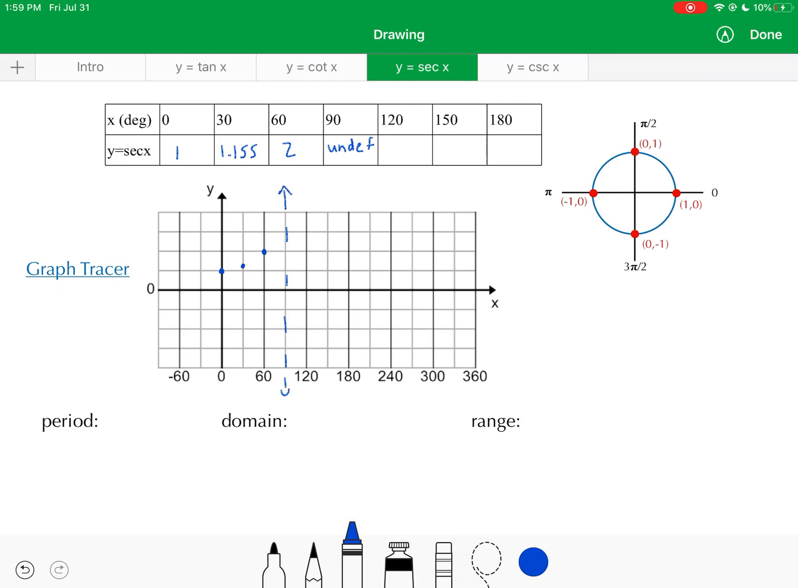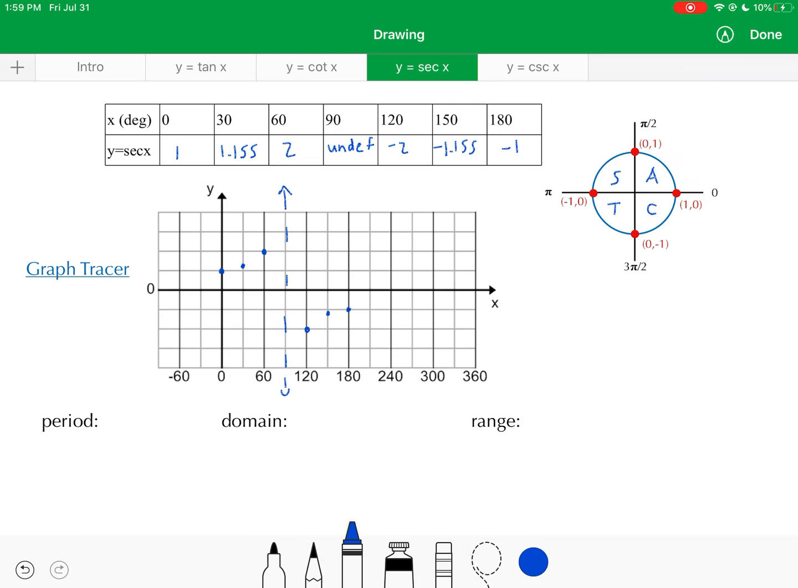Secant of 120 degrees is negative 2. Secant of 150 degrees is negative 1.155. Secant of 180 degrees is negative 1. And let's reason out some further points using All Students Take Calculus. Okay, so in quadrant 1, my points were positive, above the x-axis. In quadrant 2, my points are negative, below the x-axis.